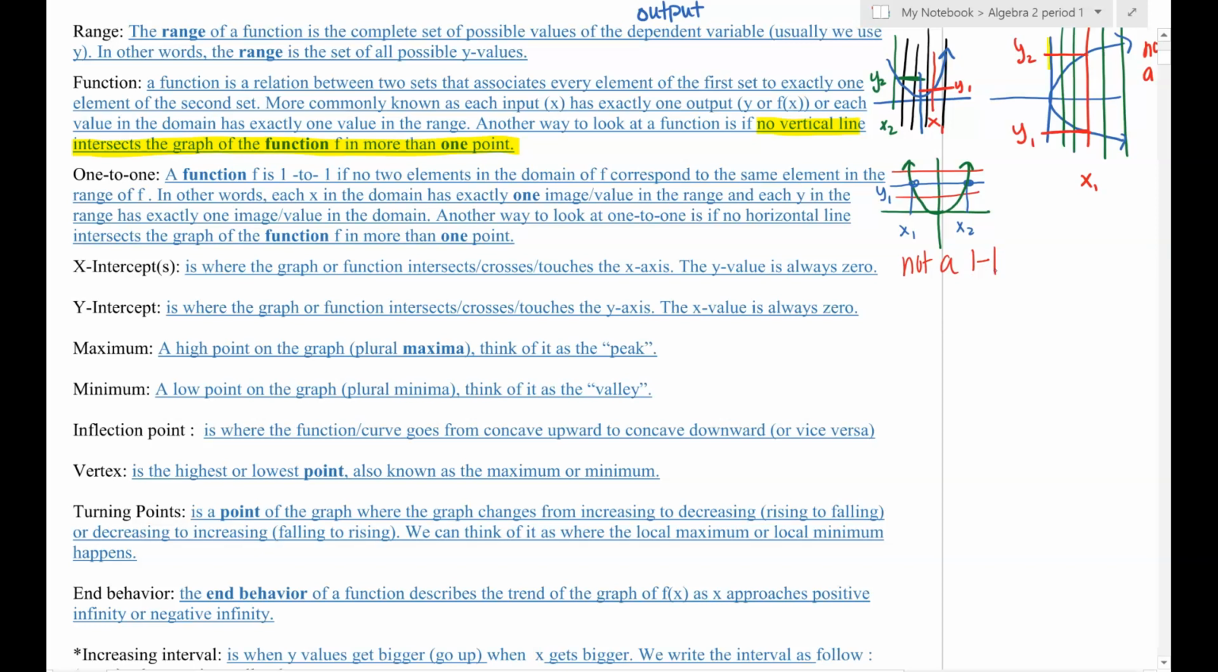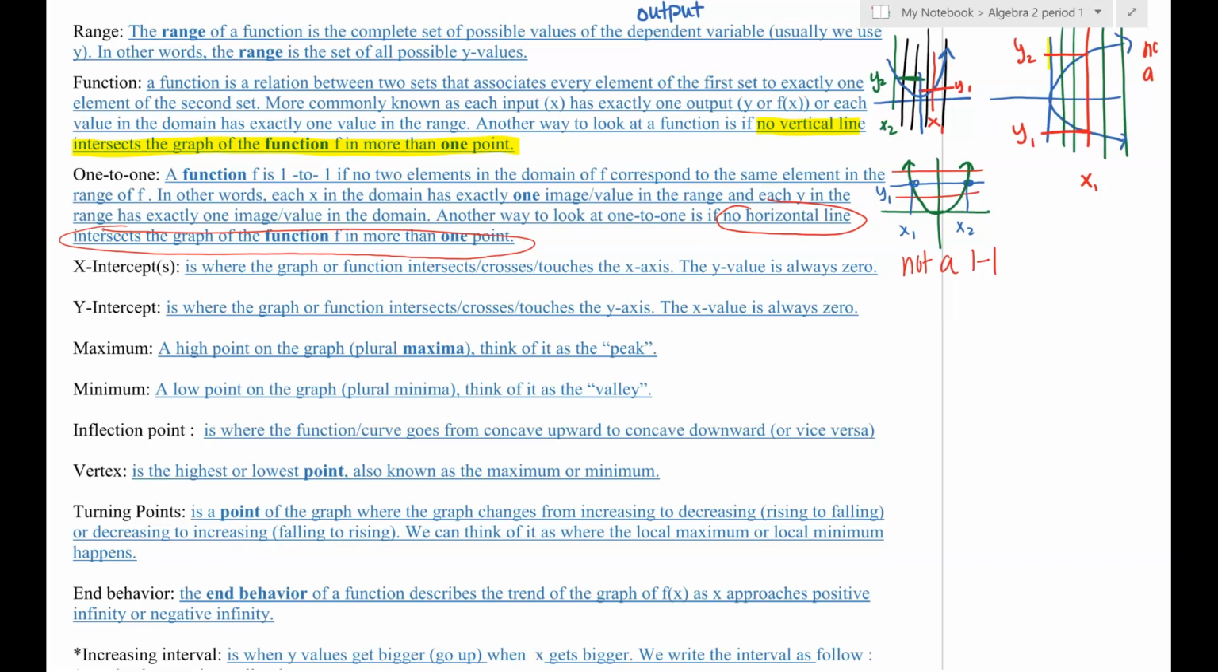So as you can see down at the bottom, it says another way to look at one-to-one is if no horizontal line intersects the graph of the function at more than one point. So usually we say it passes the horizontal line test, meaning that when we draw a horizontal line, it can only intersect one or less, okay?